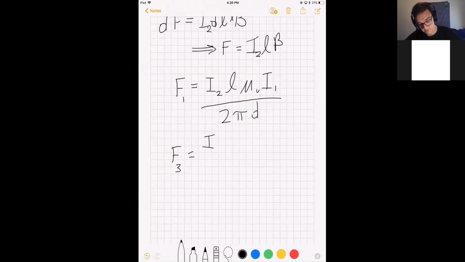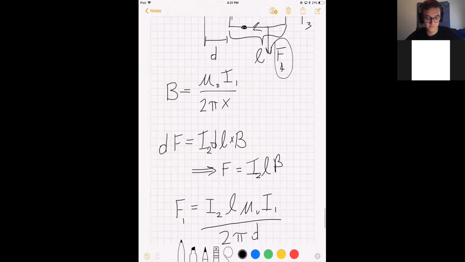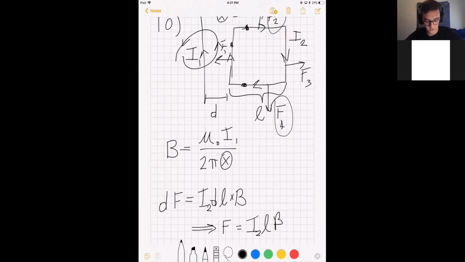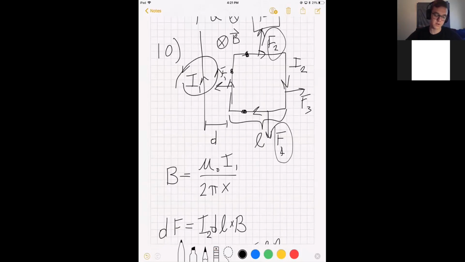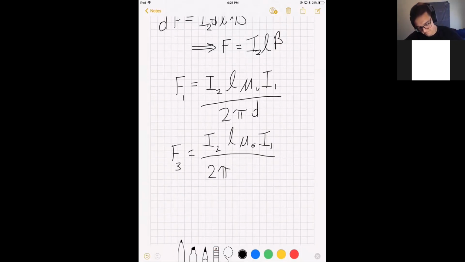So there is a net force. Your initial intuition might tell you there's no net force because it's nice and symmetric, but it's not quite as simple as that because the B field falls off like 1 over R. You have a weaker B field, so a weaker magnetic force, when you're further away from the wire.